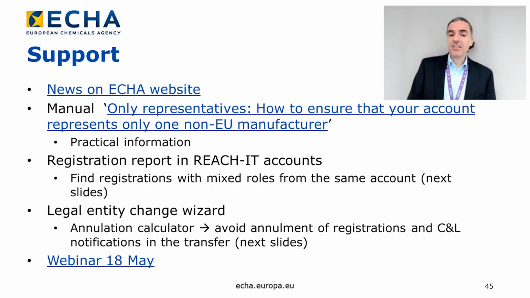Then we have a registration report in ReachIT accounts. I will talk a bit about that in the next slide. There you will be able to find all your registrations and see if, by mistake, for example, you declared mixed roles. For example, for some account you indicated that you are an only representative, and for another you indicated that you are a manufacturer and importer. You can be a manufacturer and importer from the same ReachIT account, but you cannot be a manufacturer and an only representative from the same ReachIT account. More information on that is in the manual that I indicated before.